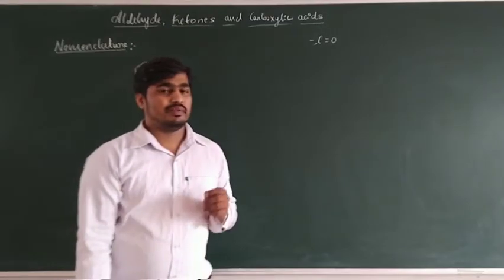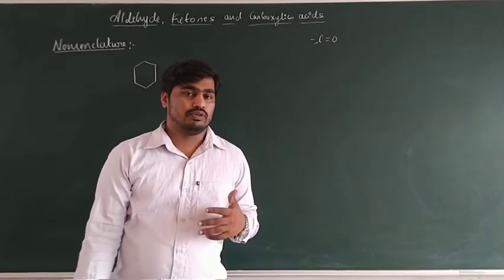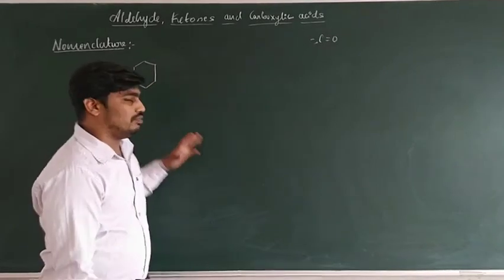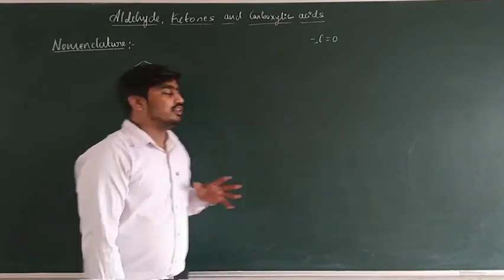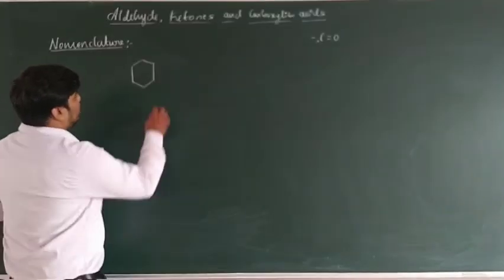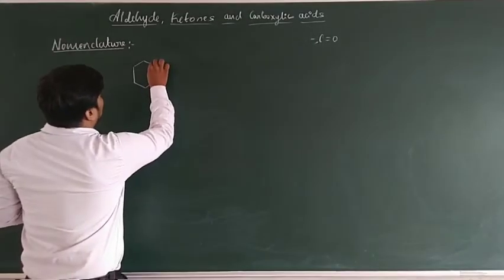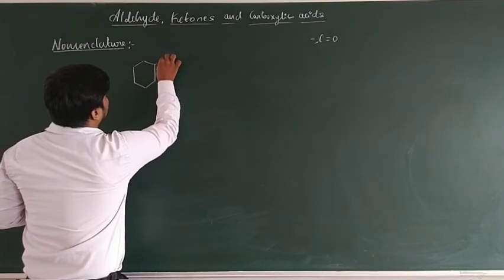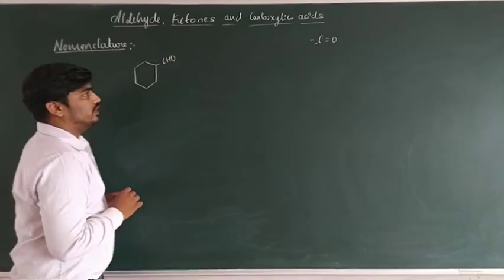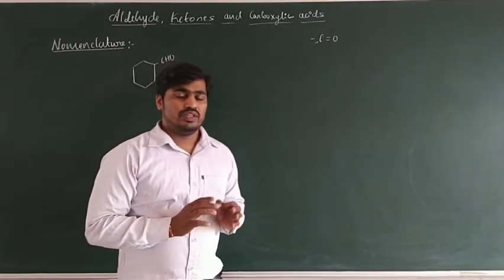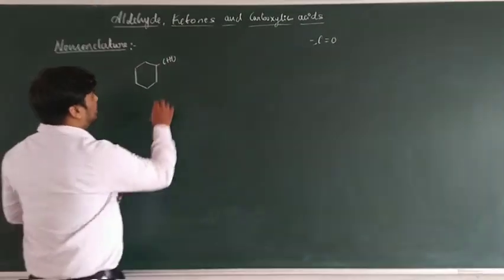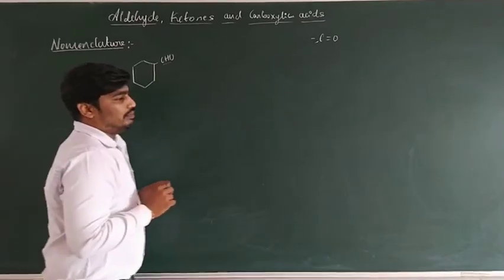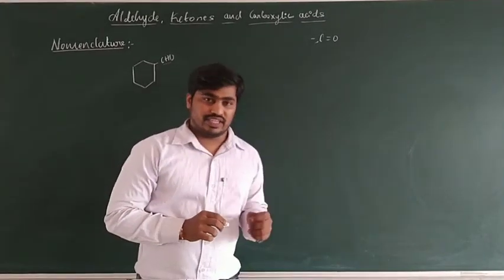For cyclic compounds, I consider cyclohexane, the well-known compound cyclohexane. It is not benzene, okay? There is no double bond. So all carbons are singly bonded, and there are 6 carbons. They are singly bonded and they are cyclic compounds. If it contains CHO, it is a type of aldehyde because we observe the aldehyde functional group here.